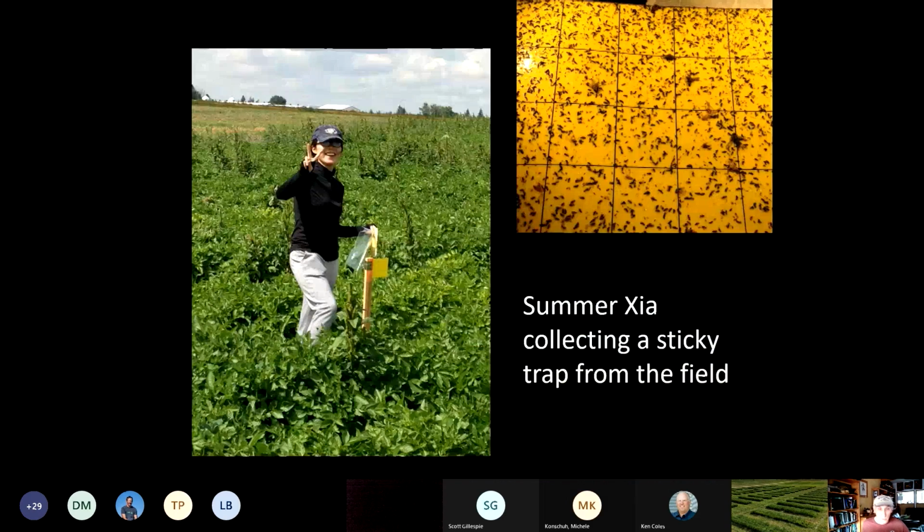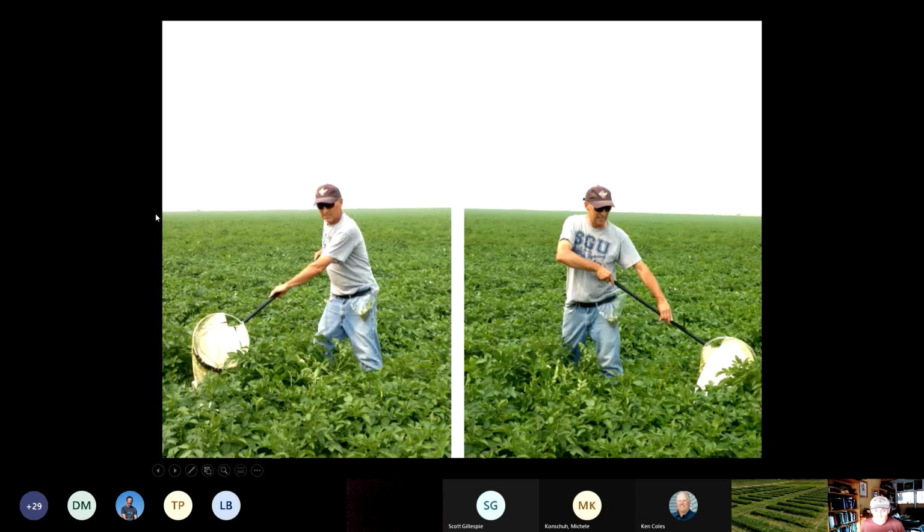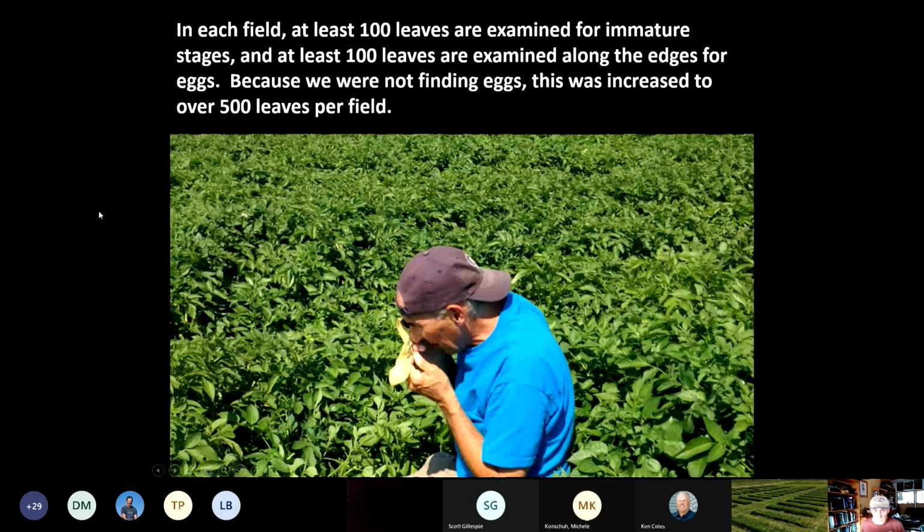This is a grad student, Summer Shah, collecting one of those cards. You can see how big they are in the field. We swept the fields as well. A lot of backup, a lot of time spent examining. 100 leaves are examined looking for the stages because we really thought they were going to show up. So that was an unusual case in which we had near 0 numbers of a very significant pest.